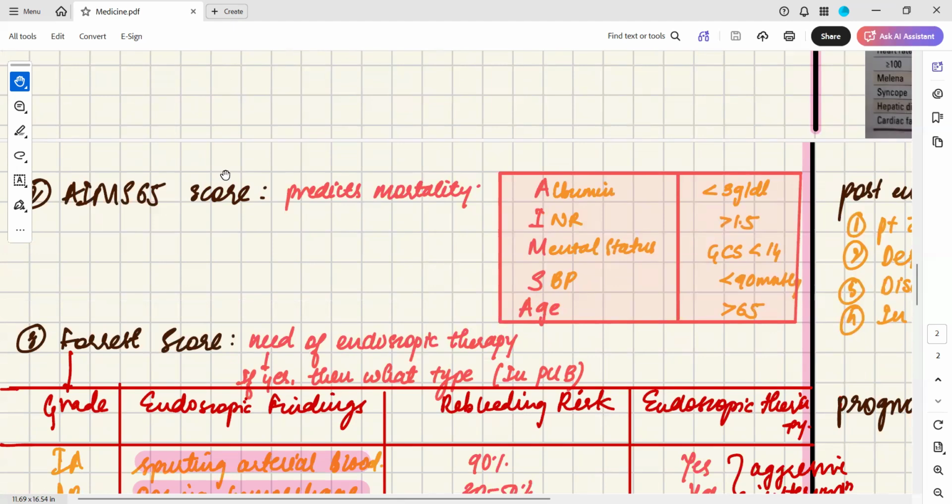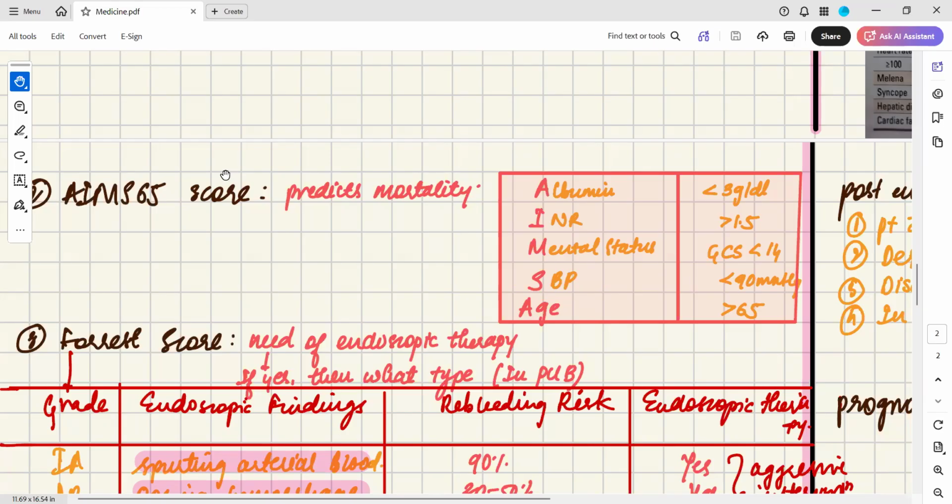If the albumin of the patient is less than 3 gram per dL, INR is more than 1.5, mental status like GCS is less than 14, systolic blood pressure is less than 90 and age is more than 65. These parameters are used to predict mortality in these patients.